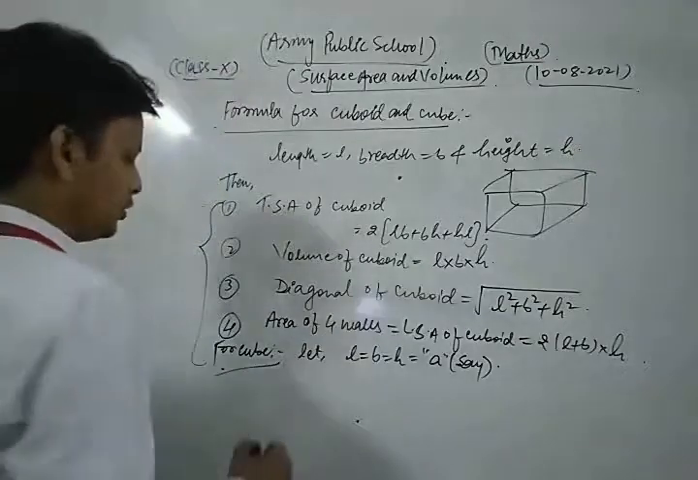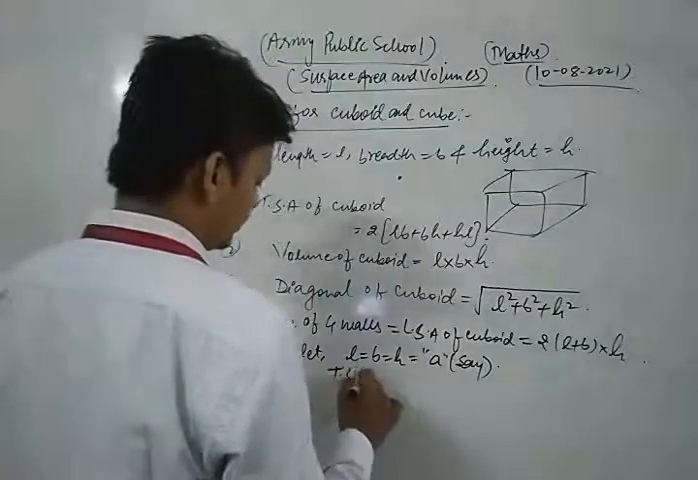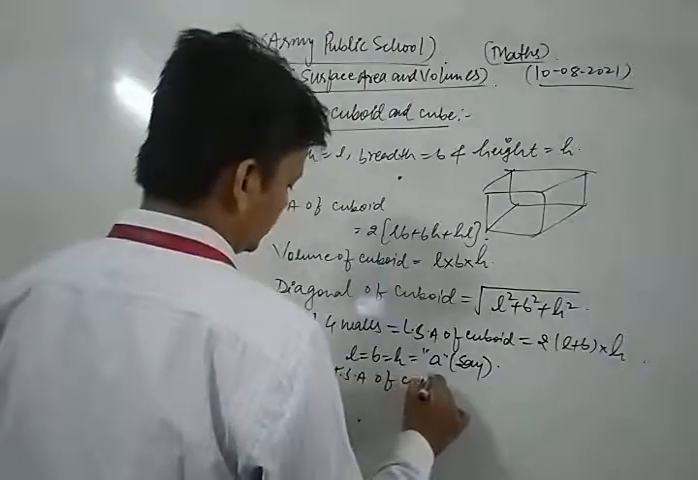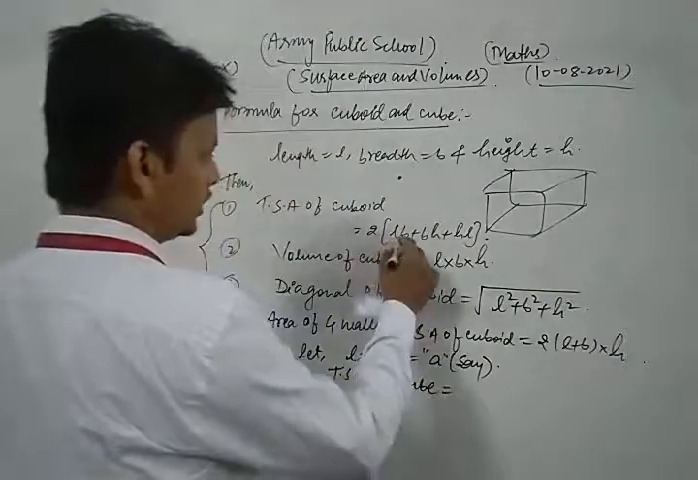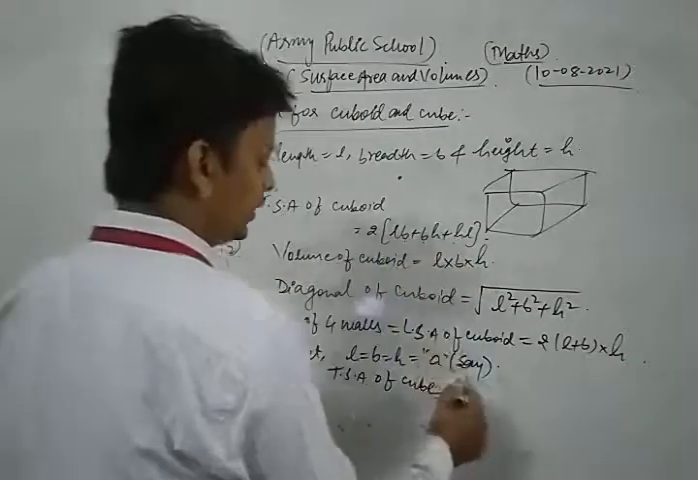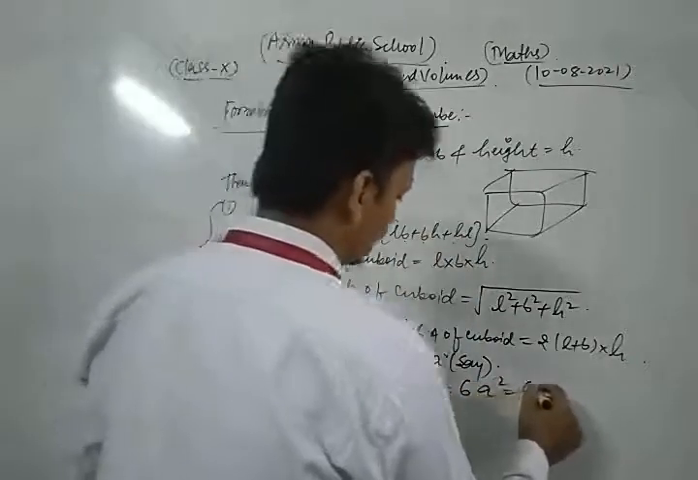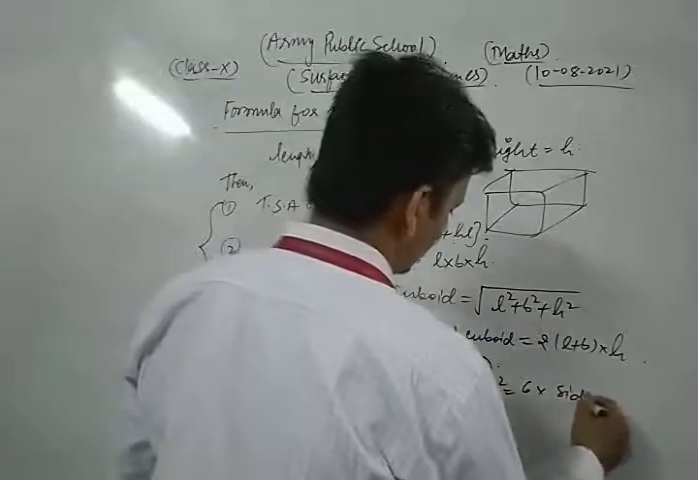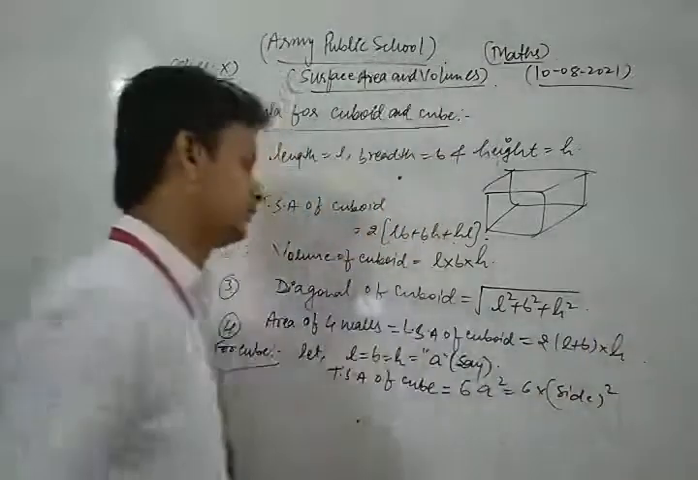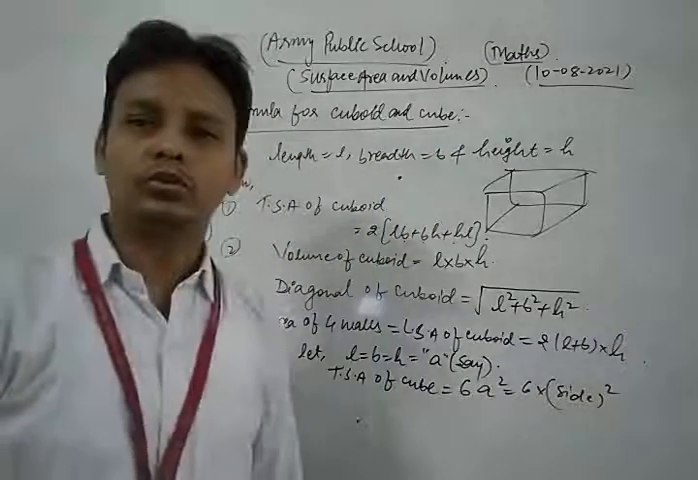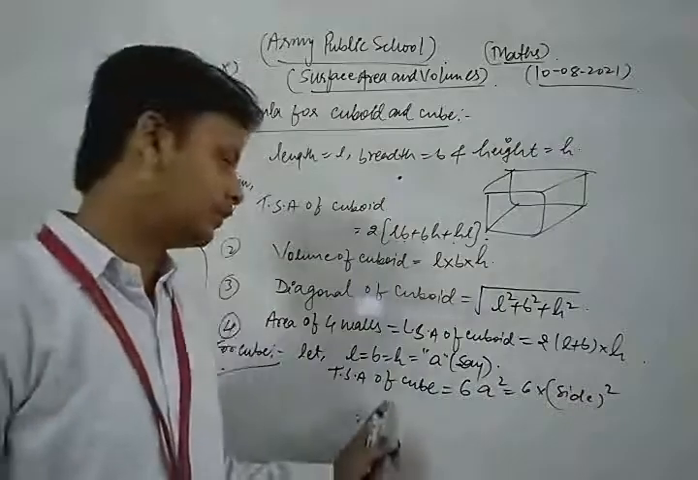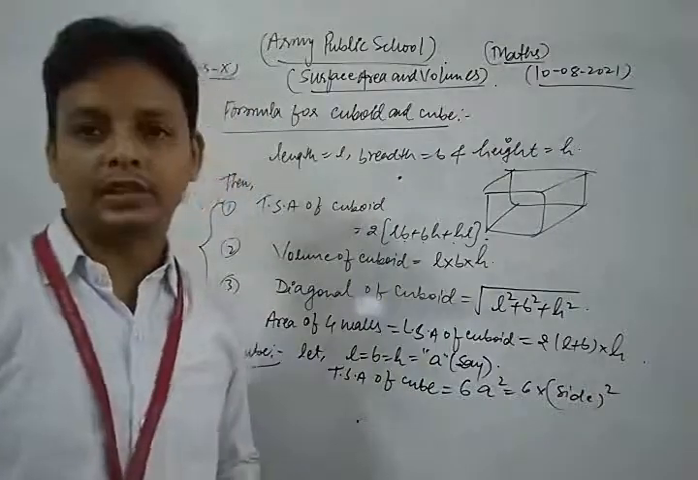So according to this, what is the total surface area of cube? It is 2 into (A square plus A square plus A square), that is 6 into A square, which means 6 into side square. This is the formula for total surface area of cube.